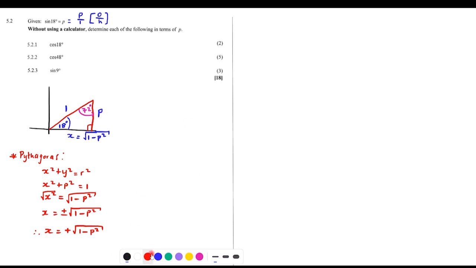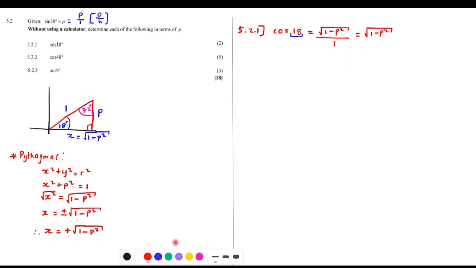So now the idea here is that if in the question we are asked to solve, for example, let's work on this one. Here they're saying find cos 18. The only way we can find cos 18 is if this angle is one of the angles in the diagram. As you can see, 18 is there, so cos 18 would be adjacent over hypotenuse, so cos is going to be the square root of 1 minus p squared, which is the adjacent, over the hypotenuse, which is 1. When simplified, this will be the square root of 1 minus p squared.